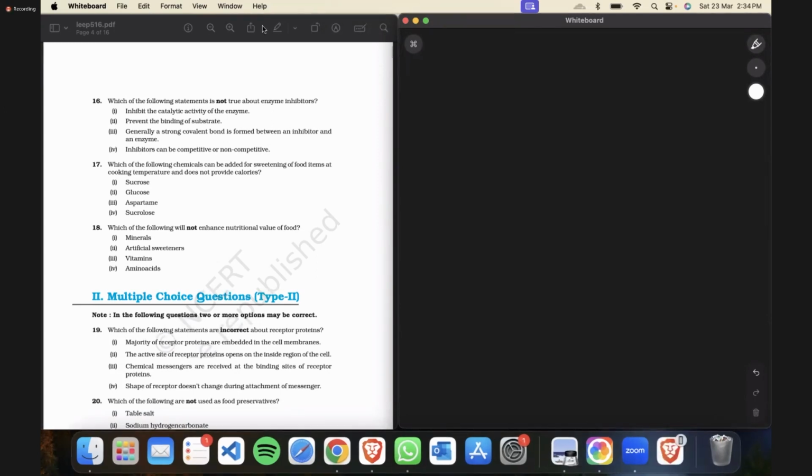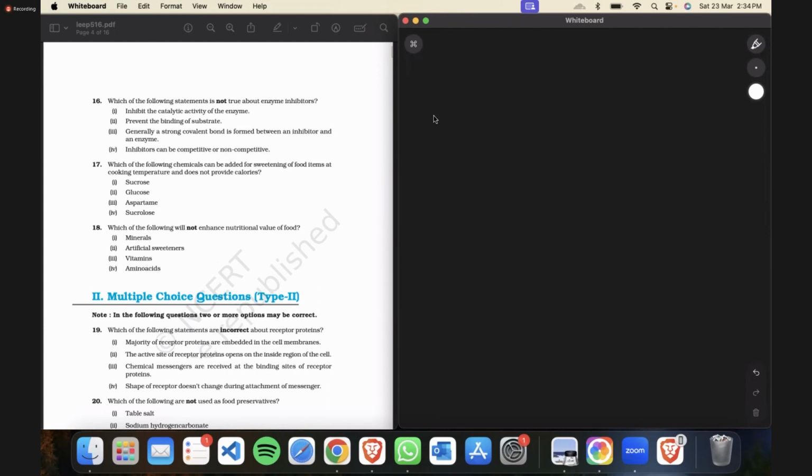So, moving onwards to question number 16. Which of the following statements is not true about enzyme inhibitors only? First option: inhibit the catalytic activity of the enzyme, prevent the binding of substrate. Generally, a strong covalent bond is formed between an inhibitor and an enzyme. Inhibitors can be competitive or non-competitive. So which of the following is not true?